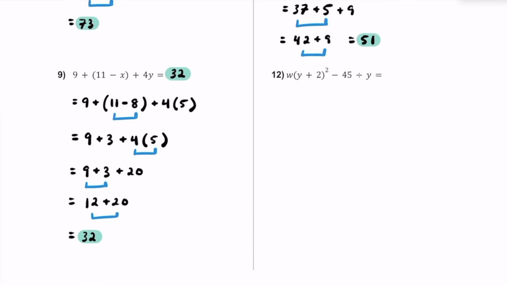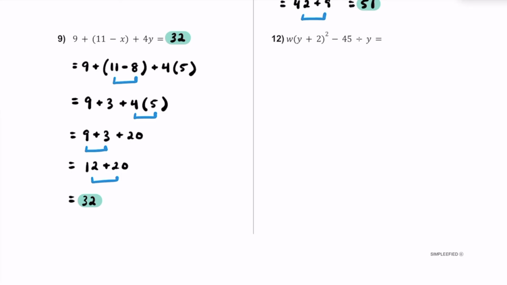All right, here is one final practice problem. We have w multiplied by the quantity of y plus 2, raised to the second power, minus 45 divided by y. So let's go ahead and substitute in first. We know w is equal to 3, so we have 3 multiplied by the quantity of, let's see, y is 5, so we have 5 plus 2, raised to the second power, minus 45 divided by whatever y is. Now, y we know is equal to 5, so I'm going to go ahead and put a 5 here.